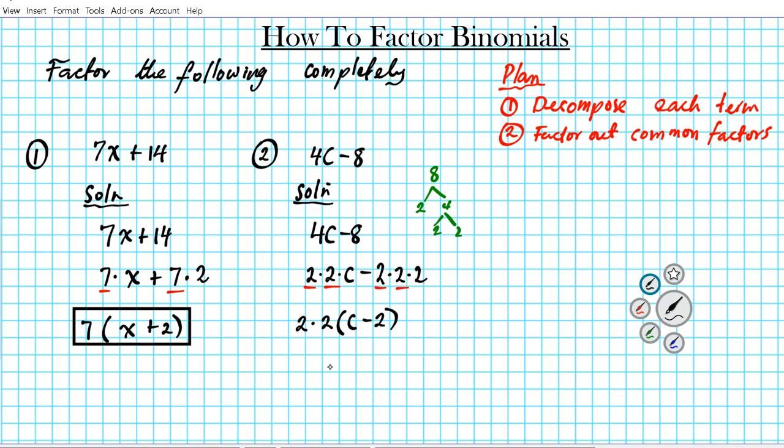And then we can simplify further. 2 times 2 is 4. Now this 4 that we factored out is known as the GCF. Okay, 4 times the quantity c minus 2 is the answer to question number 2.